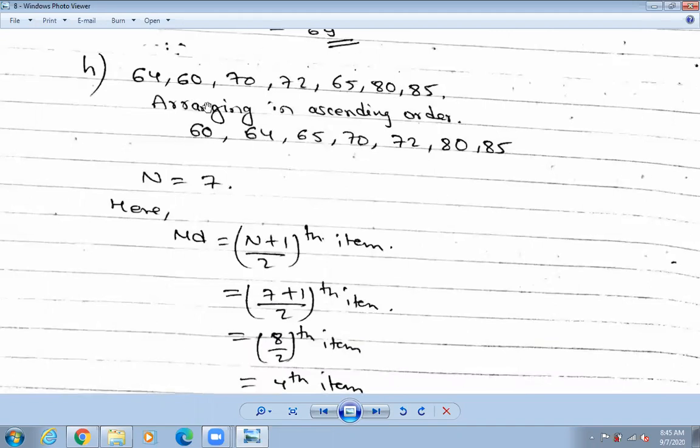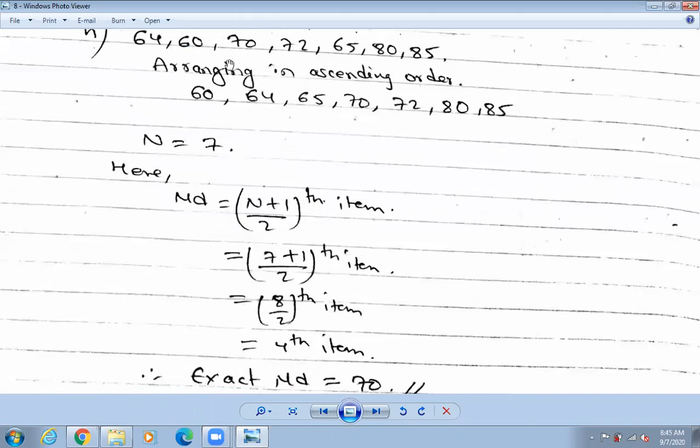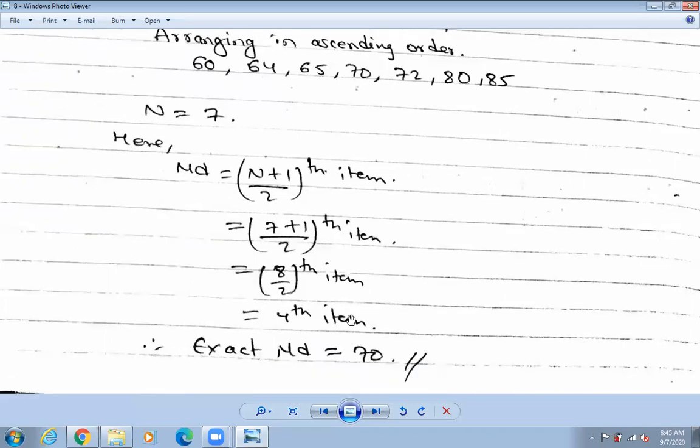Then after that count the numbers: 1 2 3 4 5 6 7. That means there are 7 numbers. So median equals to n plus 1 by 2. Here n is 7, so 7 plus 1 by 2. It becomes 8 by 2, so it is the fourth item.